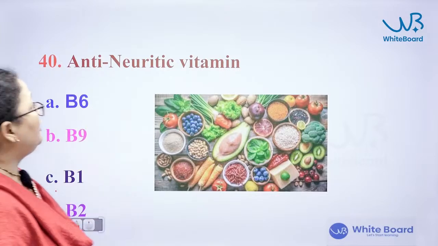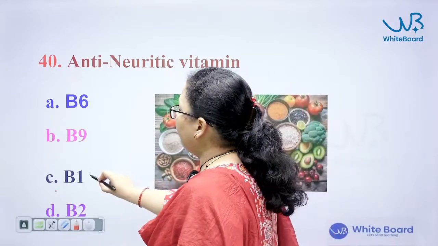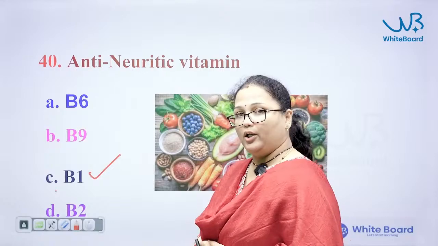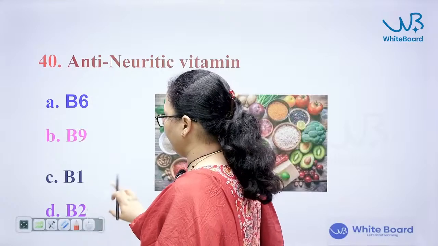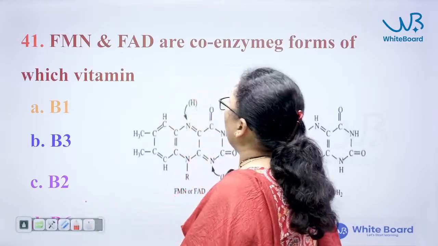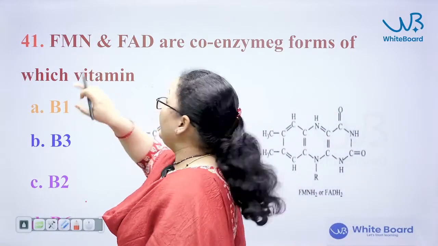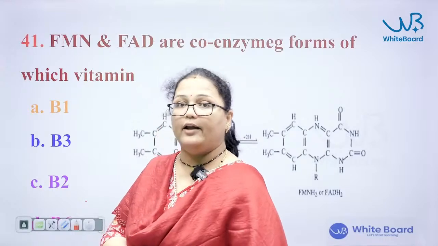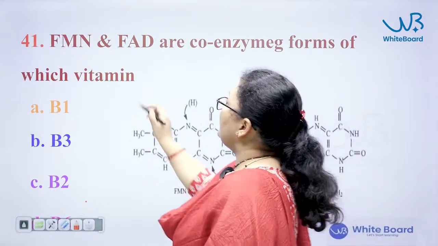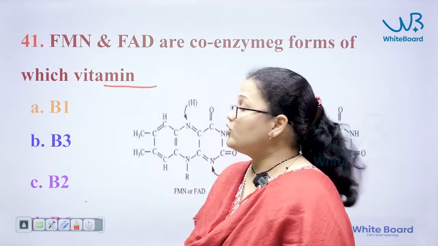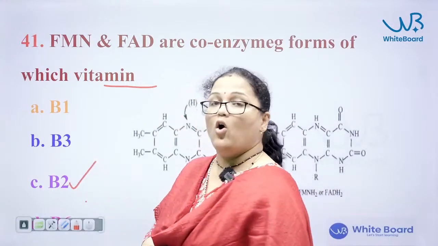Next one, antidiuretic vitamin which will affect the nerves. Okay. So, B1, this is a particular vitamin which will have an antidiuretic effect on your body. Next question, FMN and FAD. FMN means flavin mononucleotide. FAD means flavin adenine dinucleotide. These are the coenzyme forms of which vitamin? Okay, so out of this one, the correct answer is B2. That is the option C.